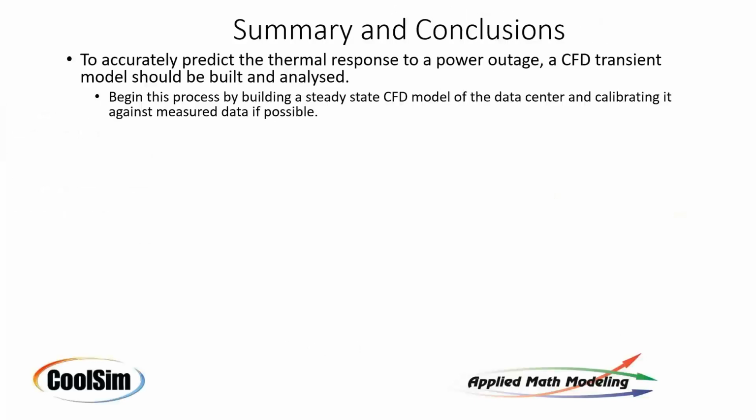To accurately predict it, you need to be able to do a transient. The transient should be built and analyzed based on your case. You do this by first building a steady state model of the data center as it is. The way we do it here is we have you, the user, or we can do it for you, build a steady state model in CoolSim. CoolSim is a steady state device at this point. We have not introduced transient to CoolSim.